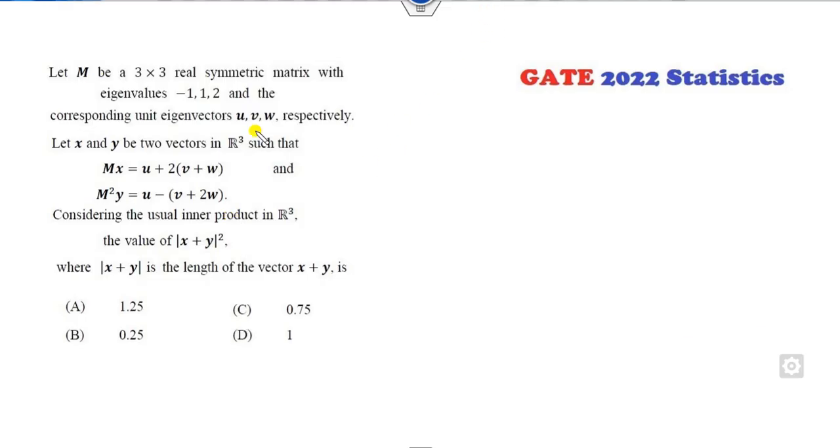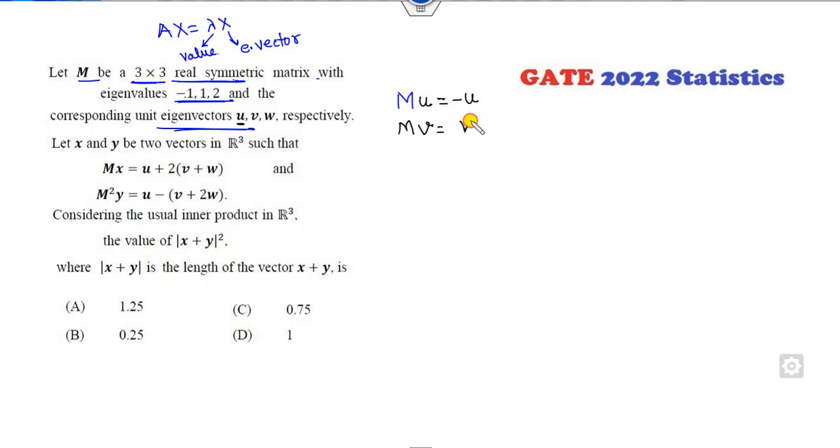Okay, look at another one. It's a statistics question, but still it's an inner product here. M is a 3 cross 3 real symmetric matrix with these eigenvalues and corresponding eigenvectors. What is the meaning of that? AX is equal to lambda x. This x is my eigenvector, and this lambda is my eigenvalue. Now look at what is given to you. The eigenvector is u corresponding to minus 1. V is corresponding to 1, and this is 2 of w. This is given to you.